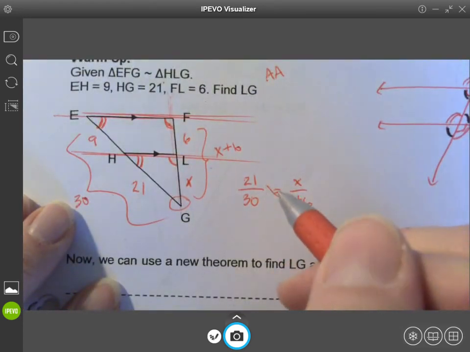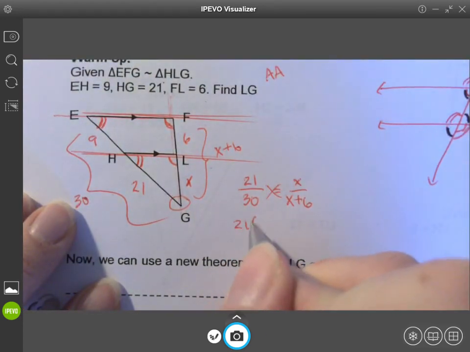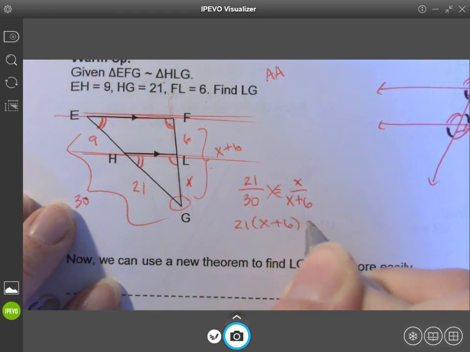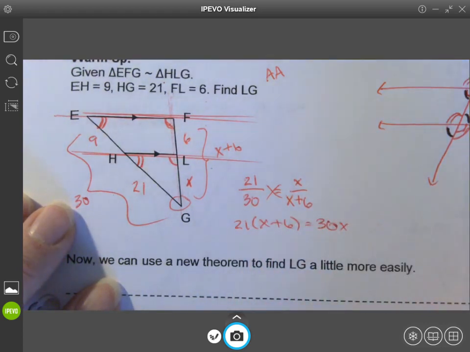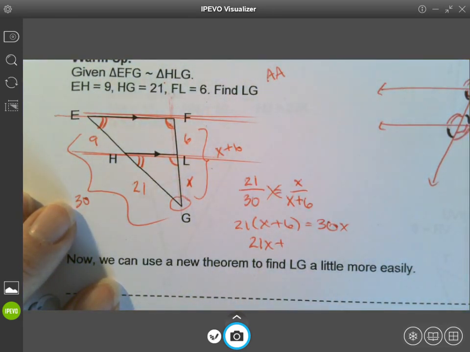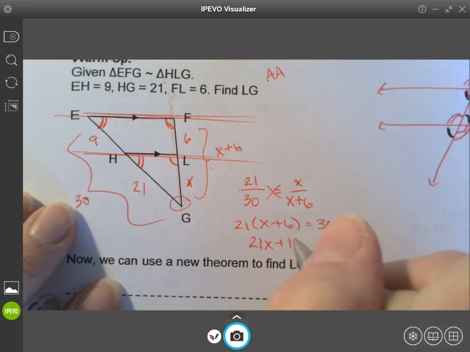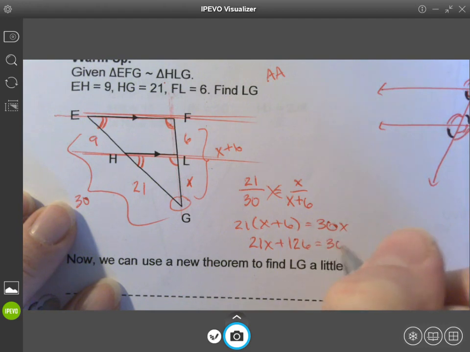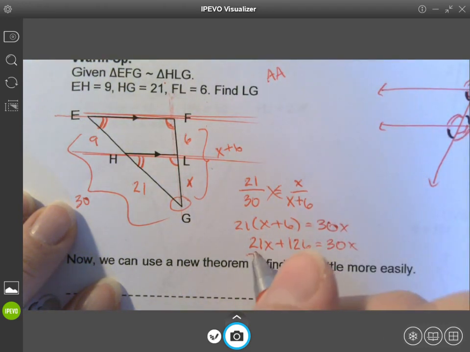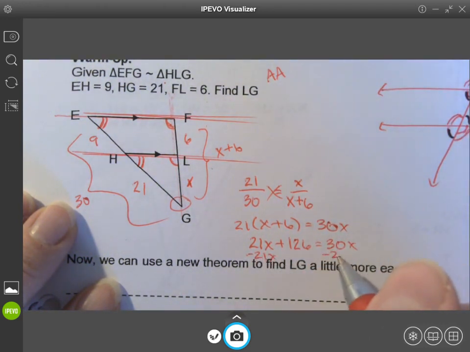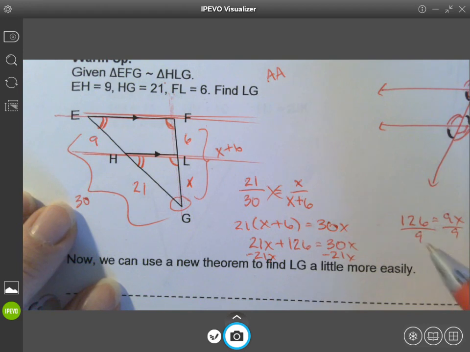And then we would cross multiply. So we would have 21 times X plus 6 equals 30 times X. All right, well, that's 21X plus, I think it should be 126. Anybody? All right, plus 126 equals 30X. Okay, so I'm going to subtract my 21X. I'm a little out of room. I have 126 equals 9X. Divide by 9. What's X equal?